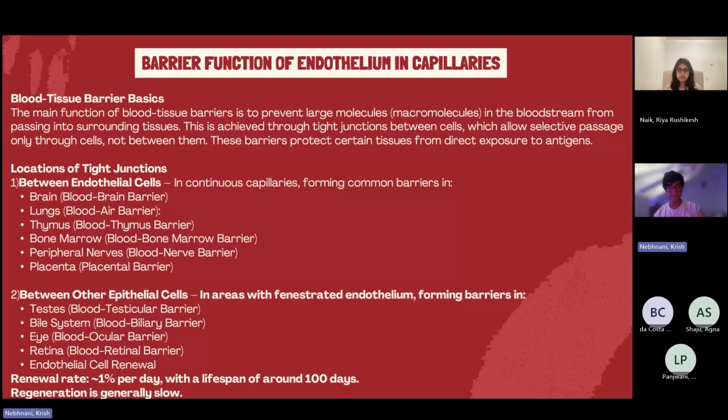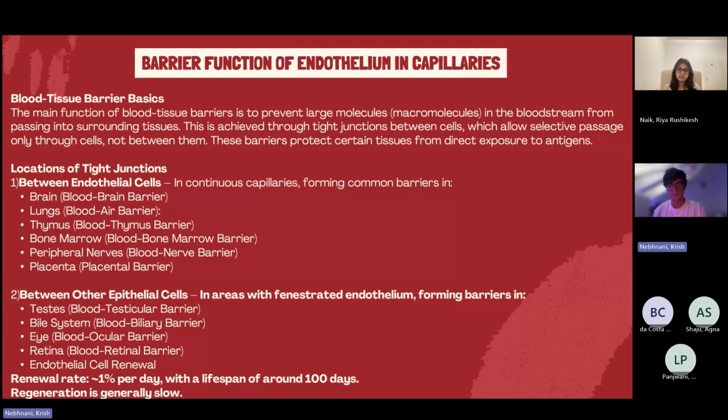The permeability is referred to the cells. The cells are going to be permeable, so the macromolecules will pass through the cells, not the junctions. The tight junctions could be present between endothelial cells, for example in the brain, lungs, thymus, bone marrow, placenta.